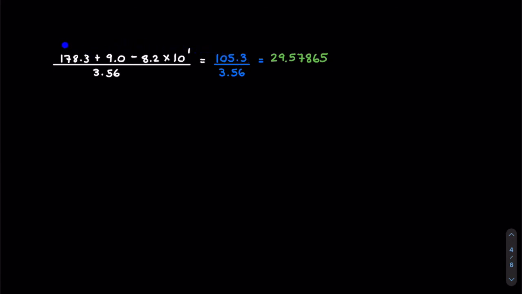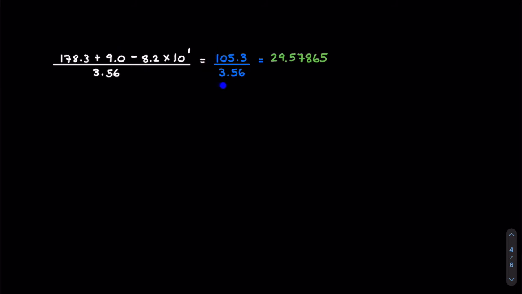If you do 178.3 plus 9 minus 82, because 8.2 times 10 is 82, then your answer should be 105.3. And then you make sure you end off on 0.3, like I said prior, because that's the same precision as these right here, because the system for addition and subtraction is different.